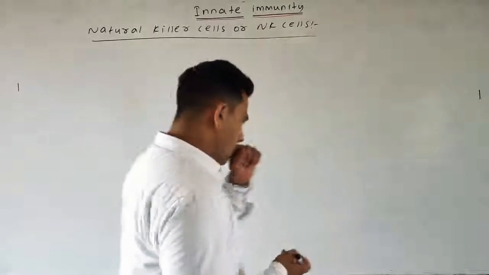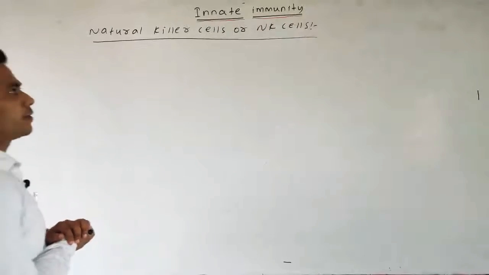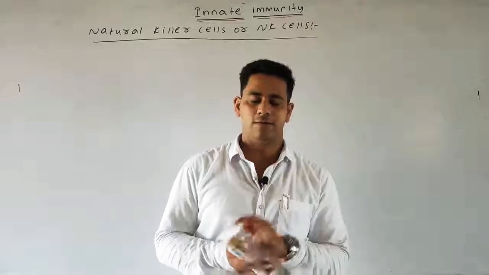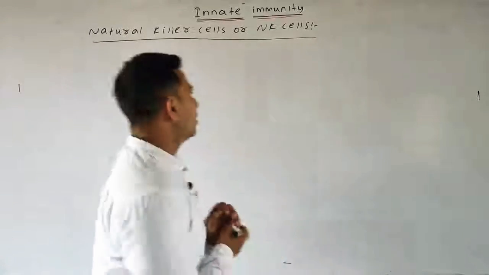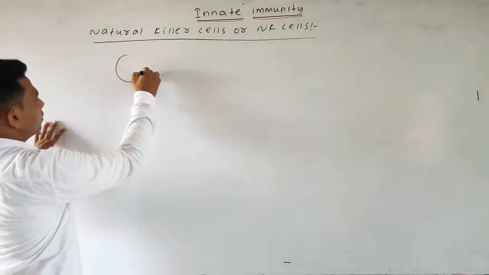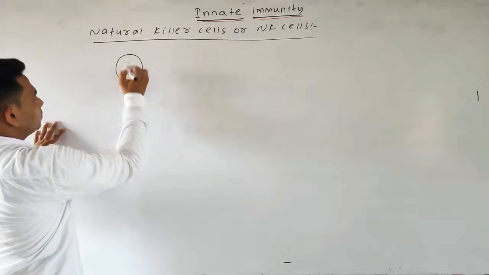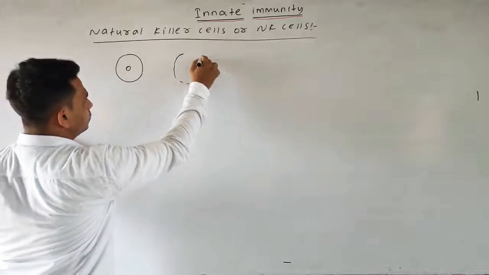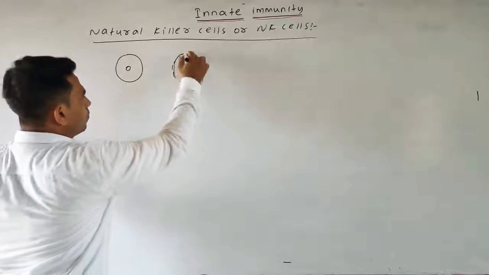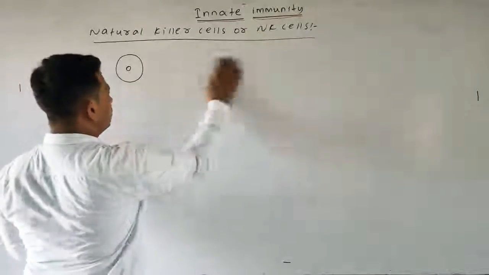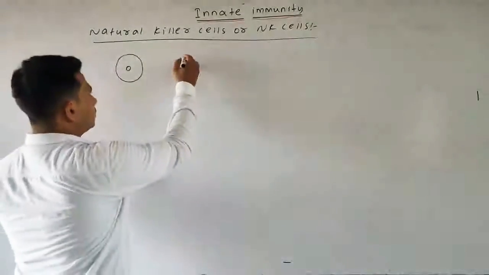Now come to your natural killer cells, or we can say the NK cells. Natural killer cells simply kill the virus infected cells. Okay, let's come to a concept. Suppose this one is your natural killer cell, and this one is your virus.